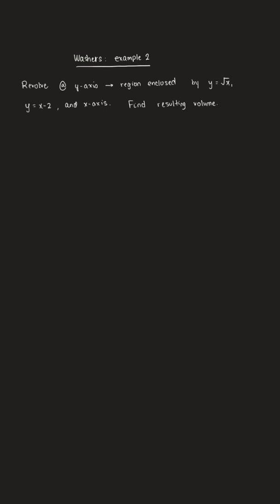Right, so here's a second example with washers, and this time we're going to, you might have guessed, revolve over the y-axis. So we're going to take the region bounded by some given functions. We've got the square root function again. So there's our square root function, and then we have a line that has a y-intercept of -2, but we only want the part that's bounded by the line and also the x-axis.